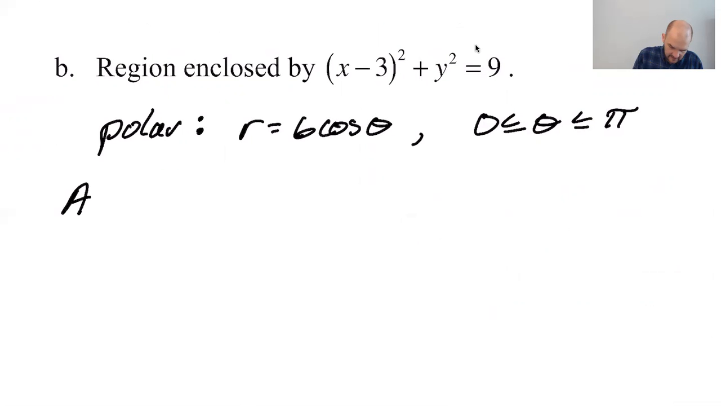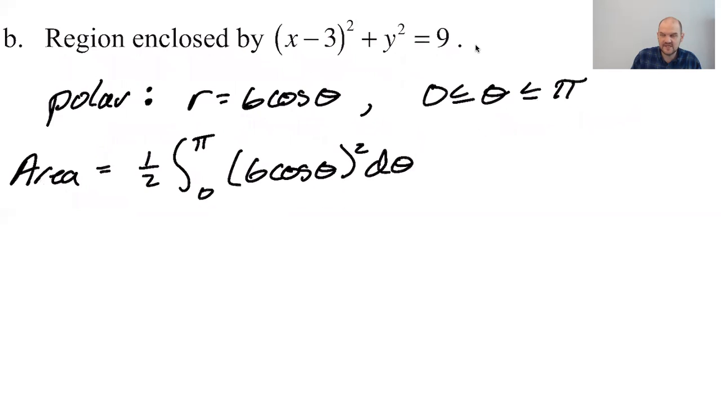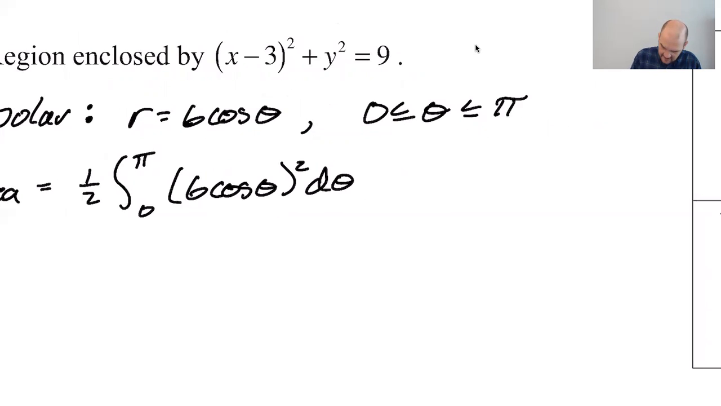So area is going to be 1/2 the integral from 0 to pi of r squared. And then you have to integrate sine squared and cosine squared a ton when you're doing these. So 36 over 2 is 18, and the integral from 0 to pi of cosine squared.